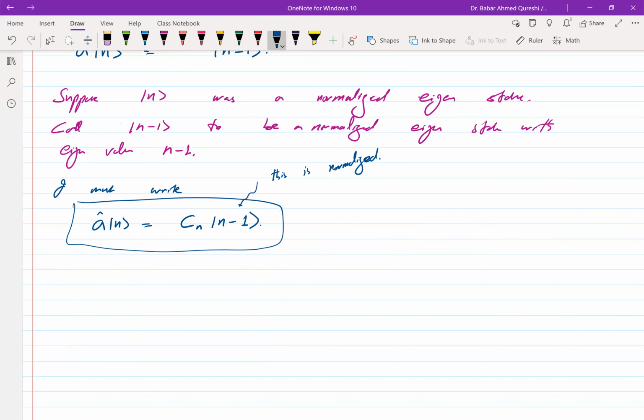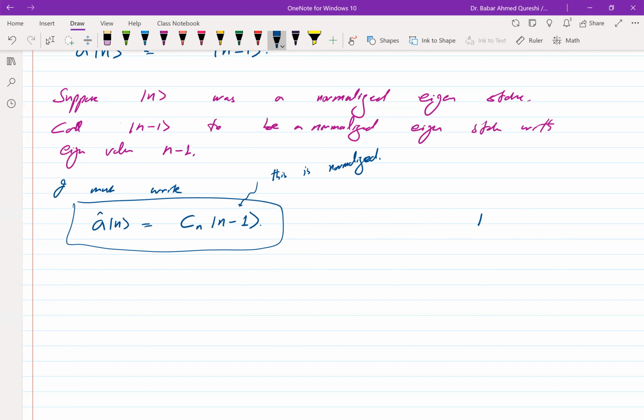Sir, we are including C_n because we are not sure that it would be normalized? Yes, we have no reason to conclude that it will be normalized, because all we have concluded is that when a hat acts on n, it gives us a state which is an eigenstate of the number operator with eigenvalue n minus 1.